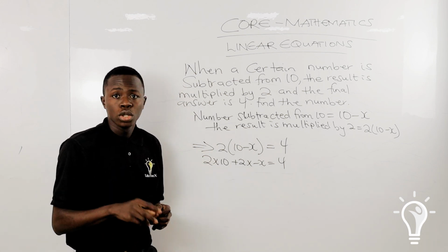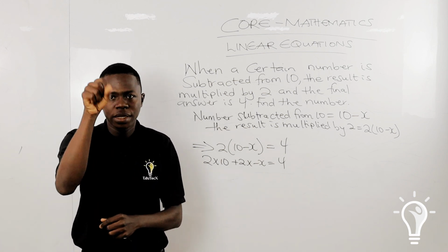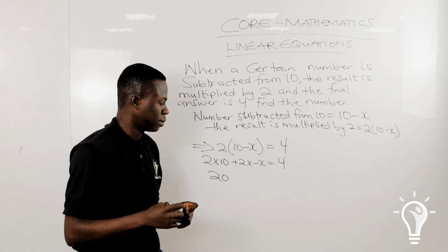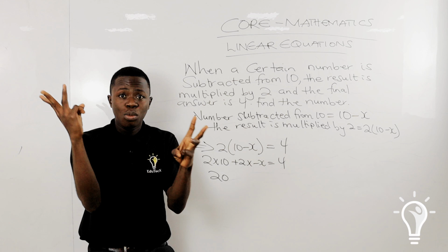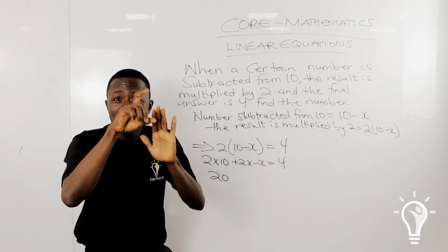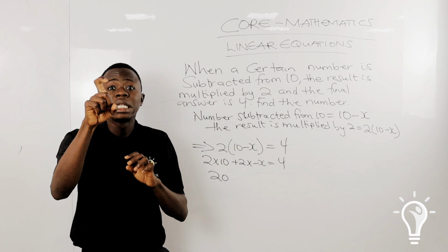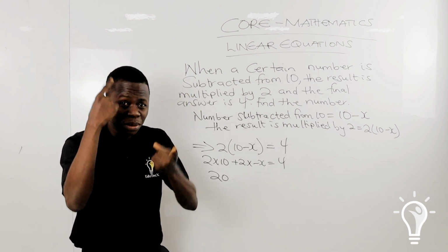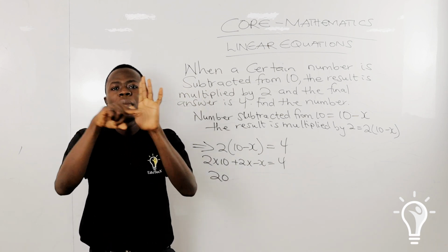And then the next expression, 2 multiplied by minus x, and the answer is going to be minus 2x, because you can see a negative sign in front of x. So our answer is going to be minus 2x. Let's be mindful of that, students. So minus 2x equals 4.